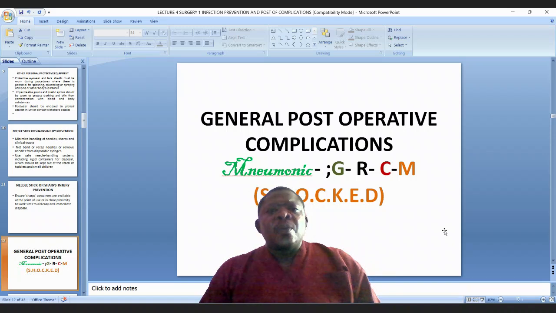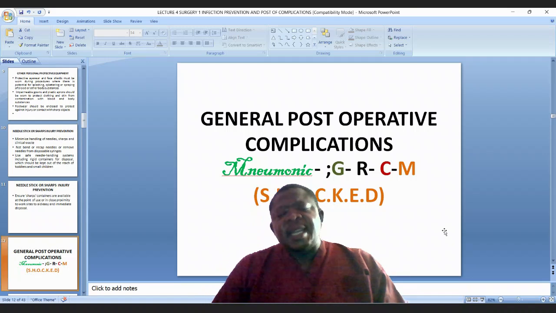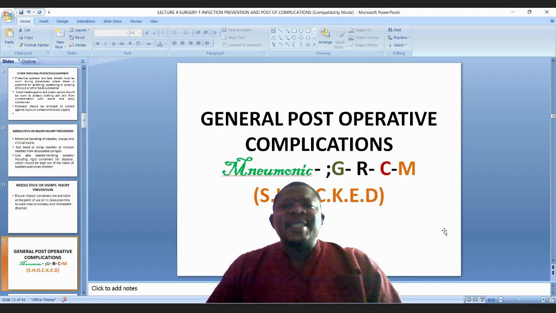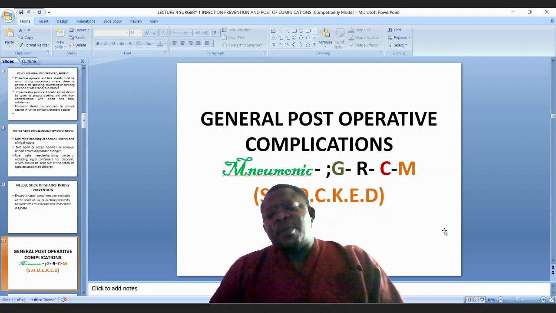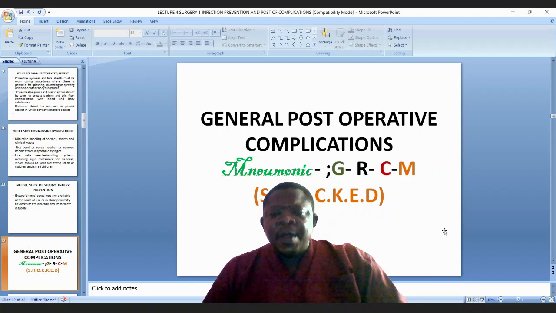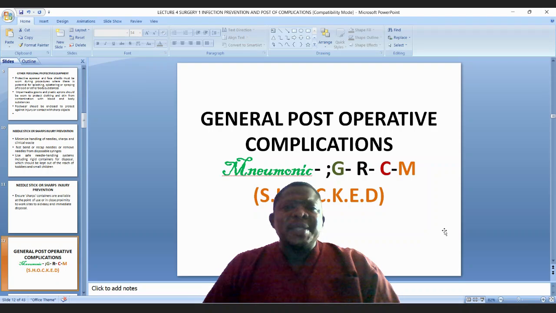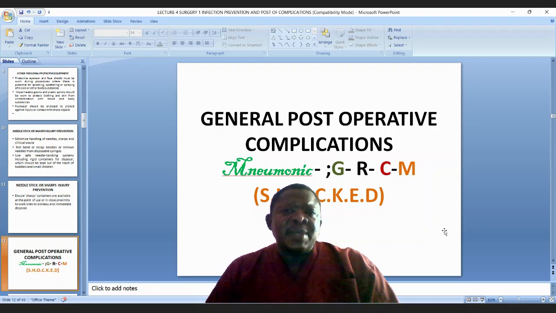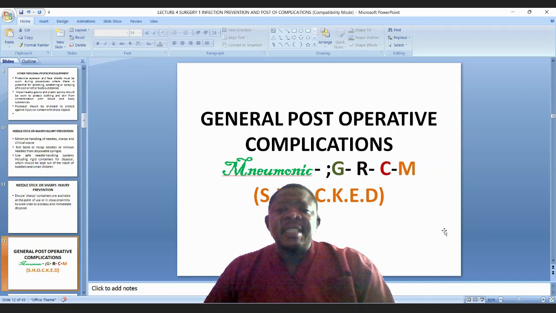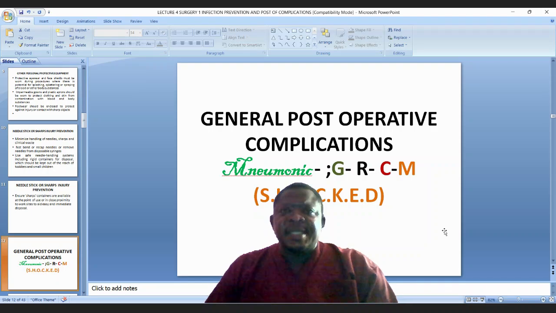With the part on infection prevention discussed, we are now going to look at general post-operative complications. It is important for us to talk about infection prevention in relation to surgery because infection can also be a source of post-operative complications. So we have this mnemonic GRCM, which talks about the systems through which complications may arise.